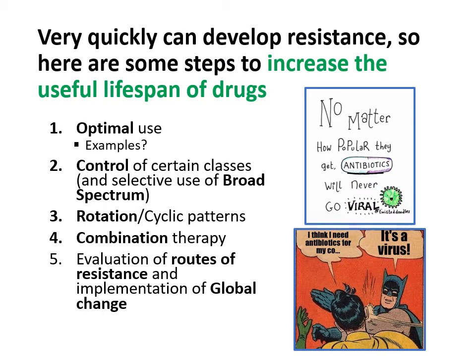Now, antibiotic resistance can very quickly develop. So we have a series of steps here that can help increase the useful lifespan of drugs, and that should be considered when you're in the medical field or even when you yourself are dealing with infections, just to try and minimize the resistance that you end up with. The first way to increase the useful lifespan of antibiotics or drugs is exactly the opposite of everything we mentioned on the previous slide. Instead of doing any of those bad things, do the opposite. Do the right thing. Perform the optimal use of antibiotics.